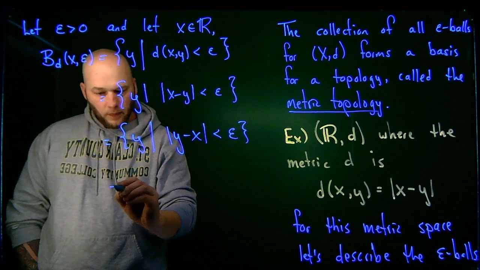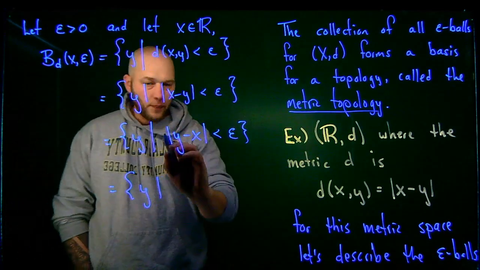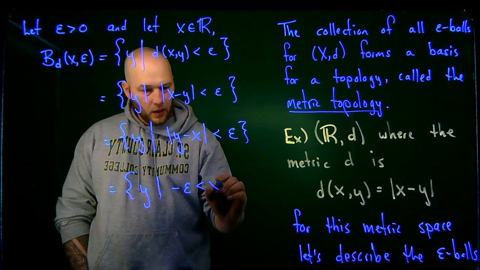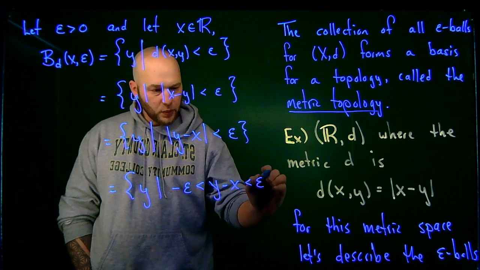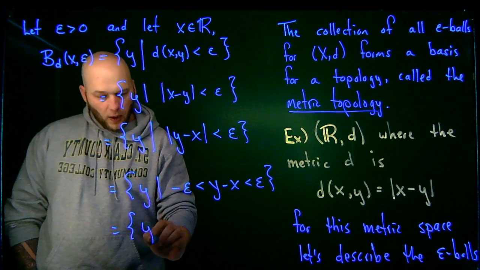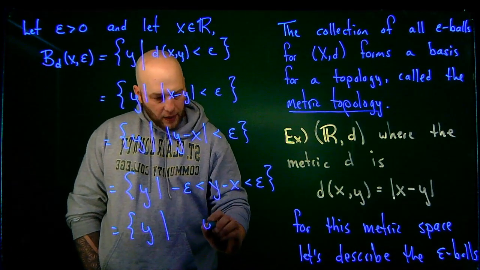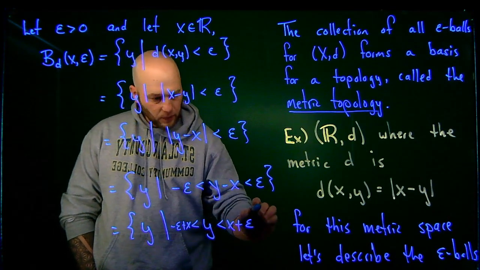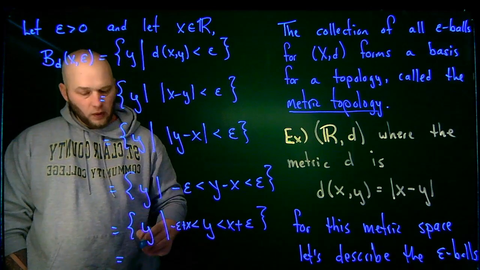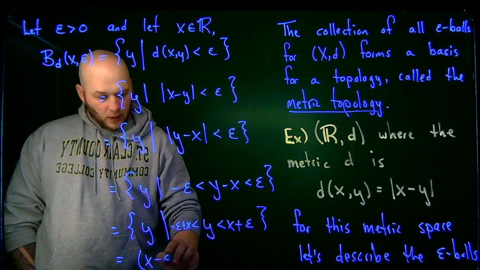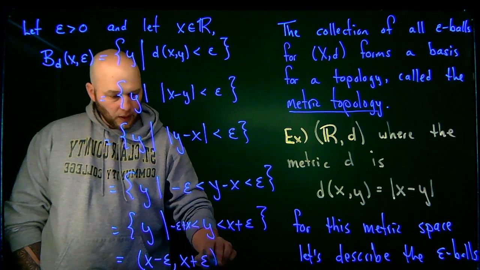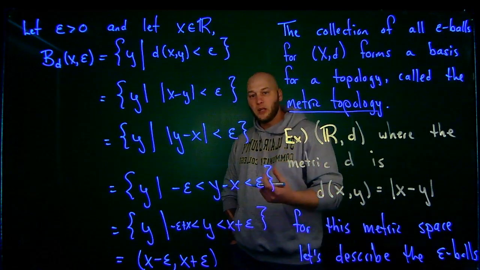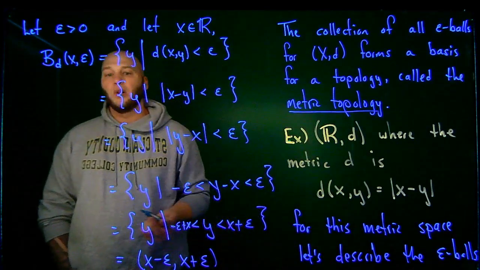And then this would give me the set of y such that, now an absolute value inequality can be rewritten as negative epsilon less than y minus x is less than epsilon. And this is equal to the elements y such that y is less than x plus epsilon and bigger than negative epsilon plus x. But notice that this is just an open interval, x minus epsilon, x plus epsilon. Okay. And therefore, the basis elements, the epsilon balls in this particular case, are simply the open intervals.